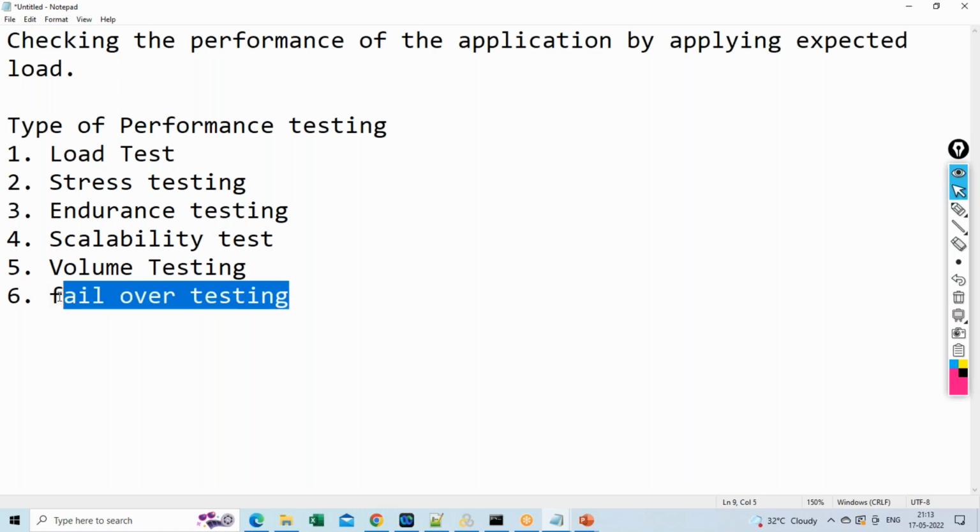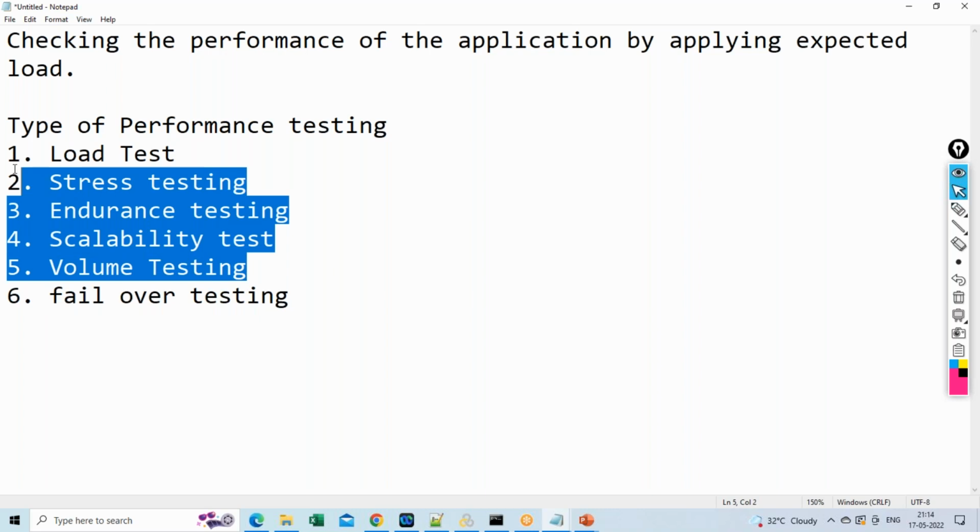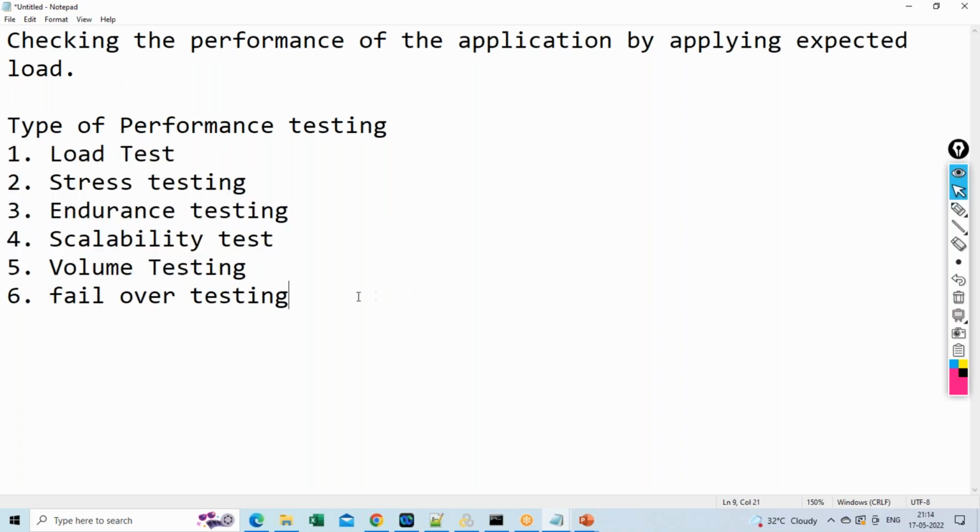Failover testing, we will discuss maybe day after tomorrow or something, because we have to cover some important concepts like what is a server, what is an application server, what is a web server, because performance testing is all about looking after the response times of the servers, right? So if you don't know what is a server, we might not be able to understand the failover testing completely. So that's the reason this particular concept we will discuss maybe day after tomorrow. But today we will discuss about these 5 types of performance testing.